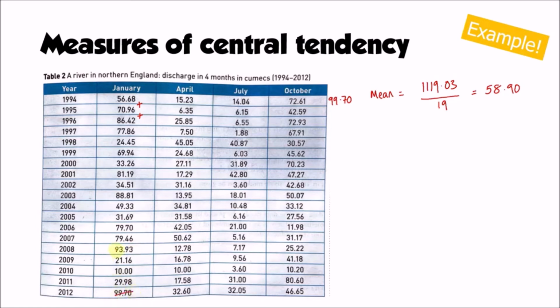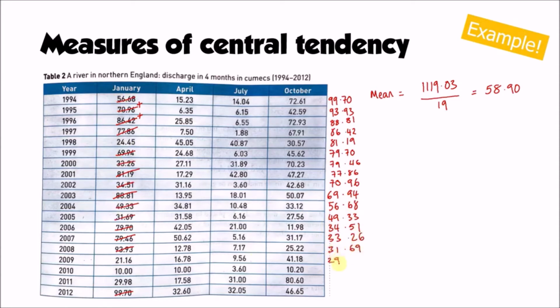Sometimes it's a good idea to cross these off as you go. 93.93, and so on. I could work my way down that list. So there I have all of my data in numerical order. Next step would obviously be finding the middle point of those bits of data.